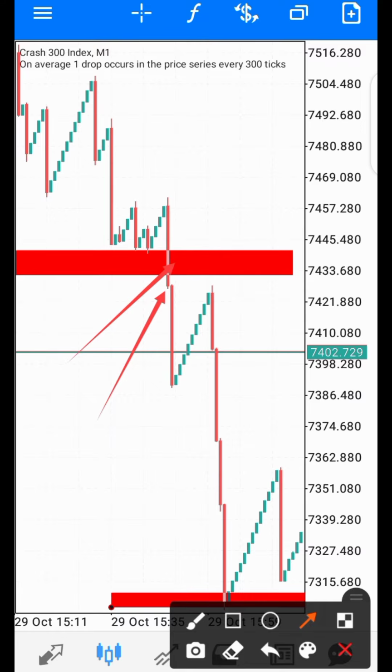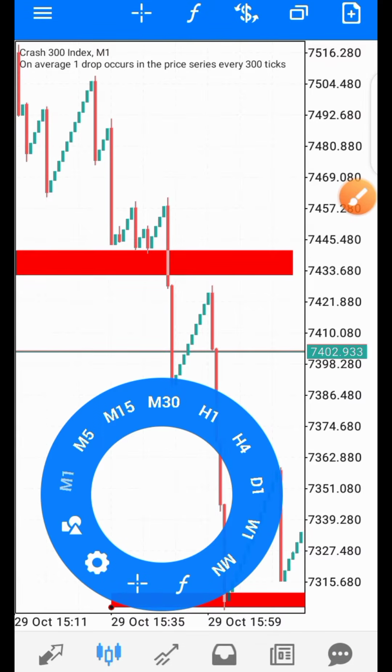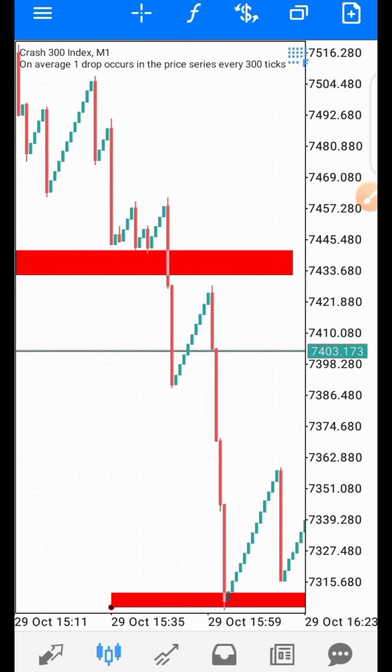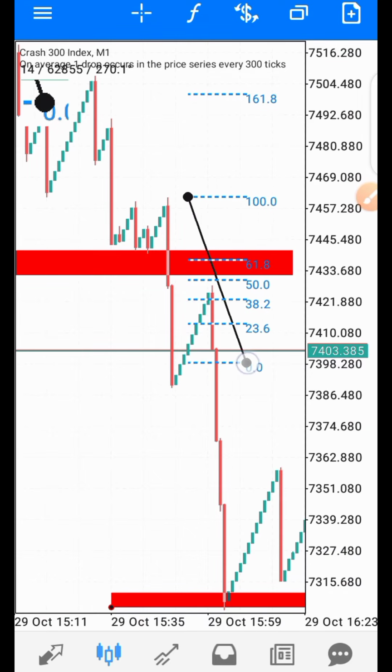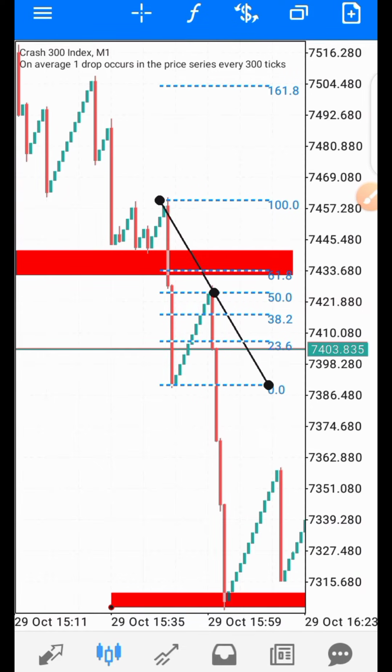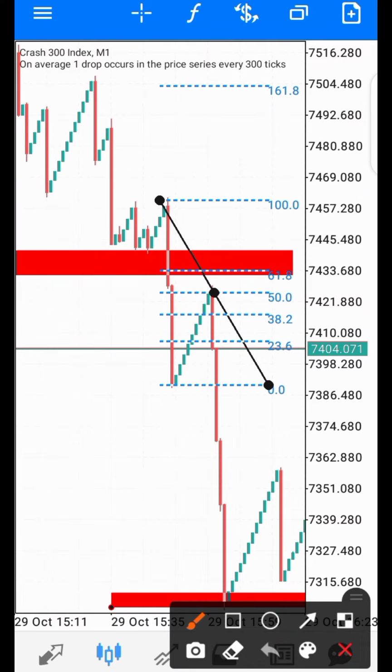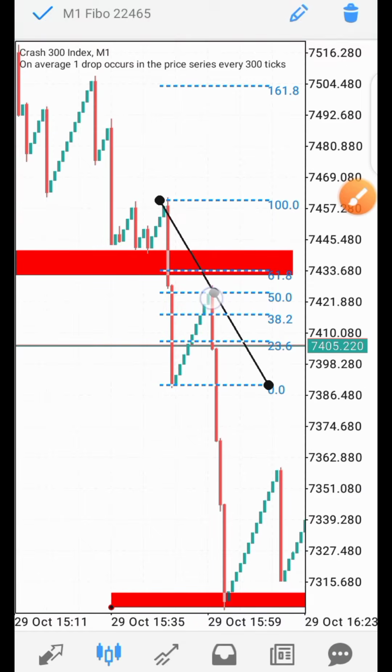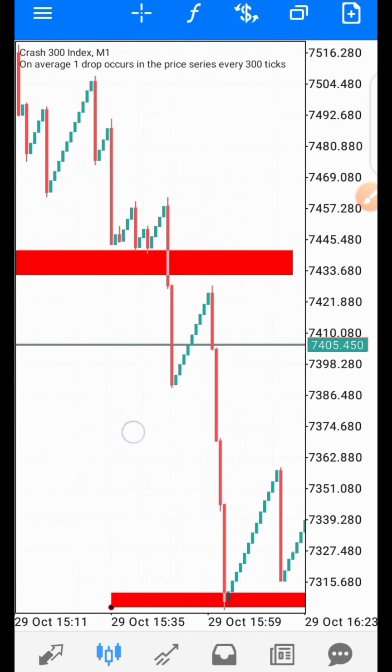Why some will wait for retracement? Those that wait for retracement use Fibonacci tools. I have explained how to use Fibonacci tools before. They use Fibonacci tools from where the impulse move begins, and they target this level, 38.2. When the price gets to here, they place their sell. You understand? And they continue selling. So you can see that the market begins to sell when it gets to 50, but they will have entered the market at 38.2. That is how it works for catching spike on Crash 300.